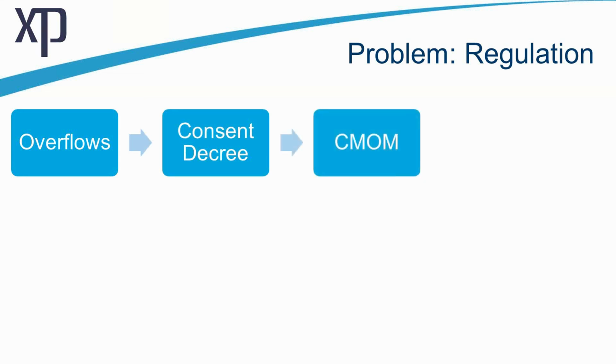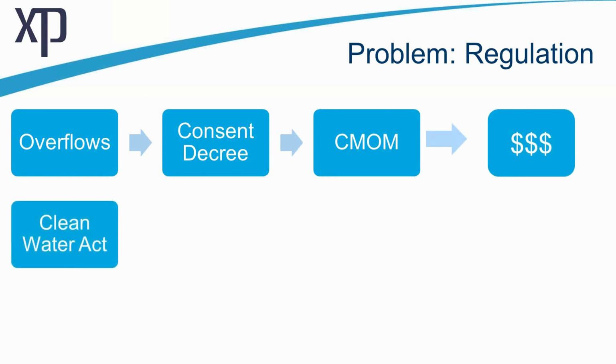A lot of times that happens through the CMOM, and that's an acronym, Capacity Management, Operation, and Maintenance. So basically a fairly holistic way to manage your collection system. And so a model can help with that. CMOM itself can cost some money. Continued problems with your overflows can cost more money. But there's a parallel track here as well.